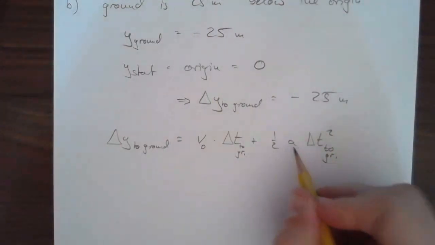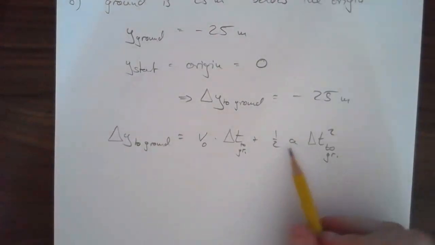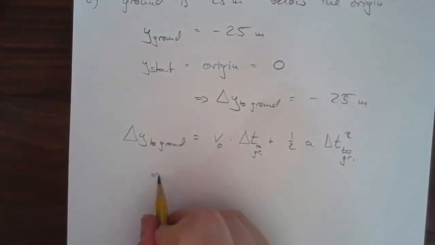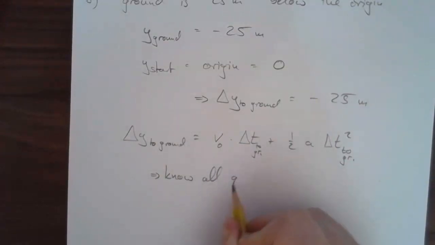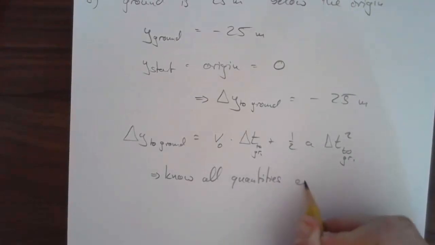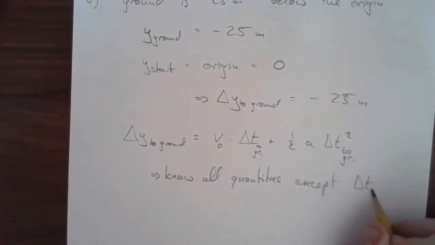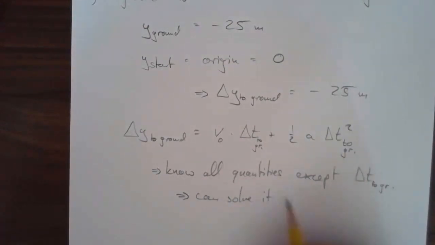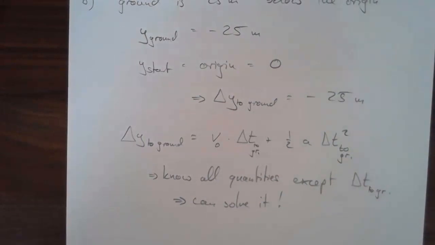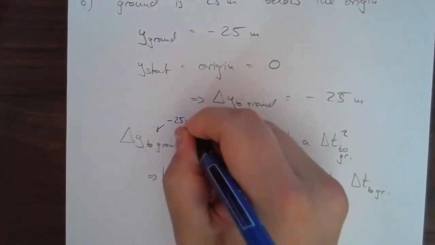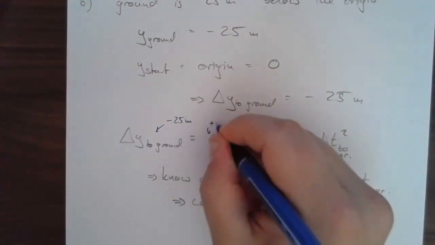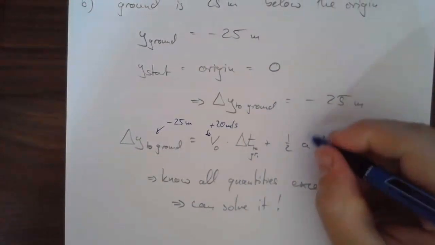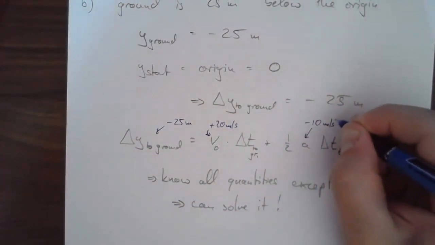We know this. This one is minus g, or minus 10. So we know everything except delta t. Let's write this down. Now all quantities except delta t to the ground, so we can easily solve it. Single equation, single unknown. Let's annotate this quickly. So this one is minus 25 meters. Again, don't lose track of the signs. This one here is plus 20 meters per second. Right, the initial velocity is positive. It points up, same direction as the axis. And this one here was minus 10 meters per second squared.